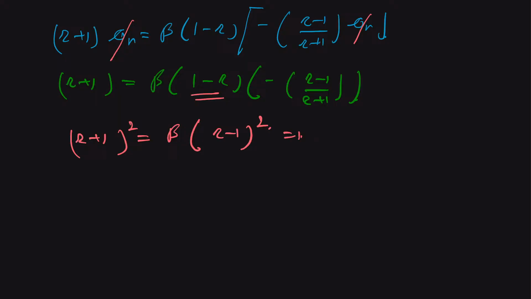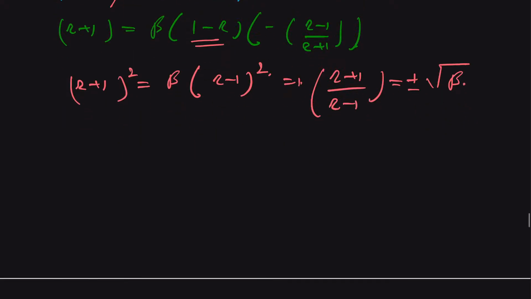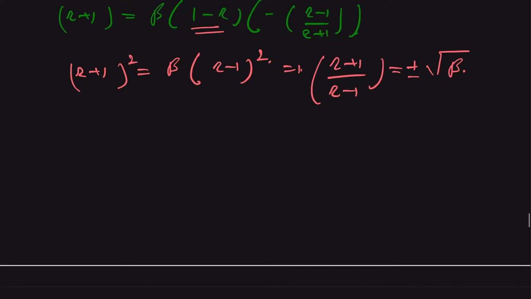Therefore, we get that r plus 1 divided by r minus 1 will be equal to plus minus square root of beta. And we can further solve it, and we can also find out our r. So this r will be coming as 1 minus square root of beta divided by 1 plus square root of beta.